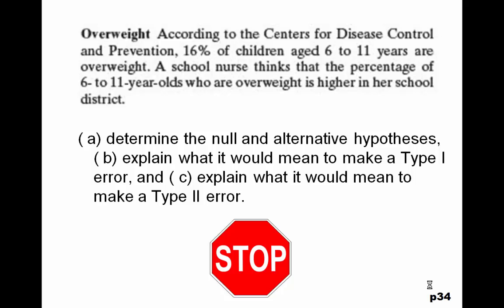According to the Centers for Disease Control and Prevention, 16% of children aged 6 to 11 years old are overweight. A school nurse thinks that the percentage of 6 to 11-year-olds who are overweight is higher in her school district. Again, determine the null and alternative hypotheses and what it would mean to make both type 1 and type 2 errors. Stop the video until you work the problem and then look at the solution on the next slide.